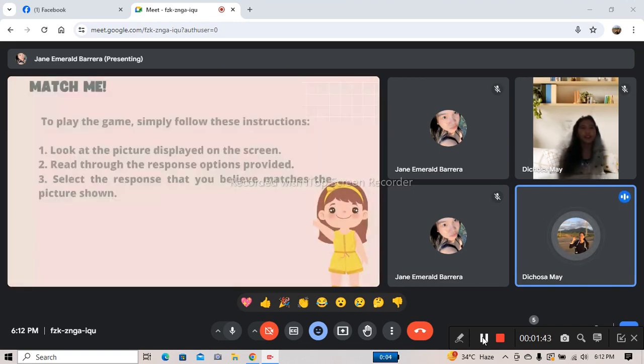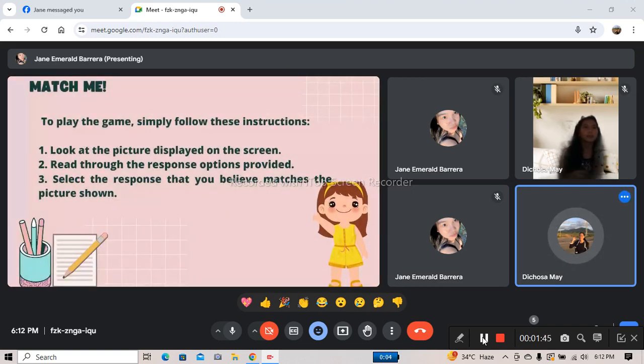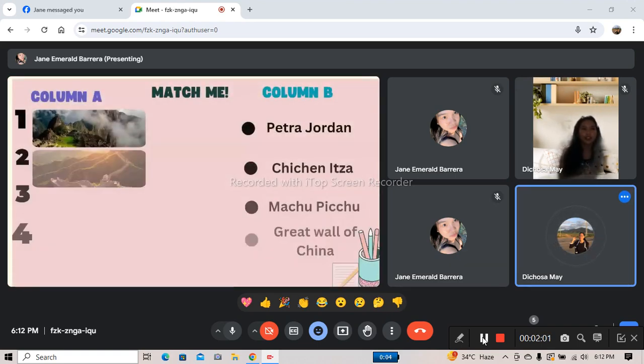Before we formally start our topic, we will have first the motivation, which we call Match Me. We have here the instruction. To play the game, simply follow this instruction. First, look at the picture displayed on the screen. Second, read through the response options provided. And third, select the response that you believe matches the picture shown. Let's start.